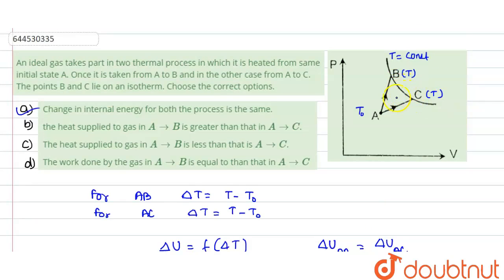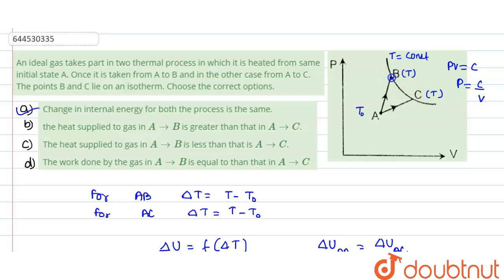First of all, we determine the value of the work done. This is an isothermal process. What is the equation of state for an isothermal process? We know that PV equals constant, because PV equals nRT and the temperature is constant. Or we can say that pressure would be equal to some constant divided by V. We can write it like this.